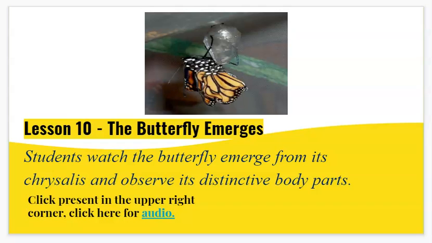In today's lesson, we are going to watch the butterfly emerge from the chrysalis. Remember, before we were talking about the frog and the life cycle of a frog, and prior to that, we were talking about the chrysalis. So now we're going to talk about what happens when the butterfly emerges. So you're going to watch the butterfly emerge from the chrysalis, and we're going to talk about their body parts.